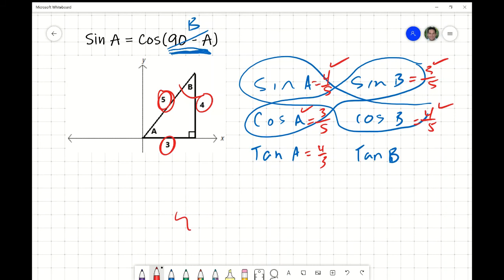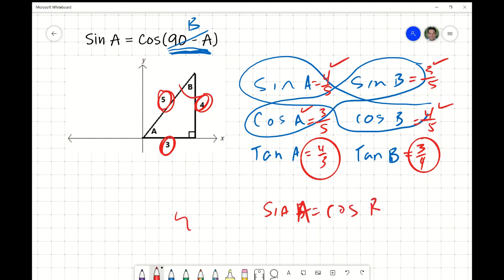All right, finishing up with tan. Tan of B is going to be, what, 3 over 4? And remember, we've already said that tan of A and tan of B are going to be reciprocals. So that's really all it is. Writing it out, sine of A is equal to cosine of B, exactly like what it says here.